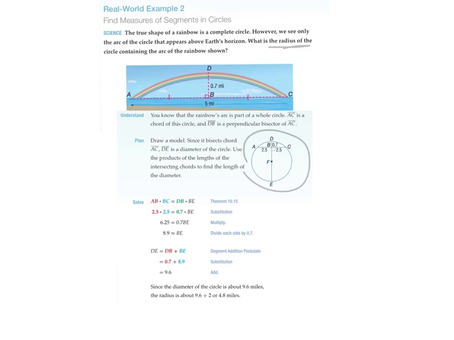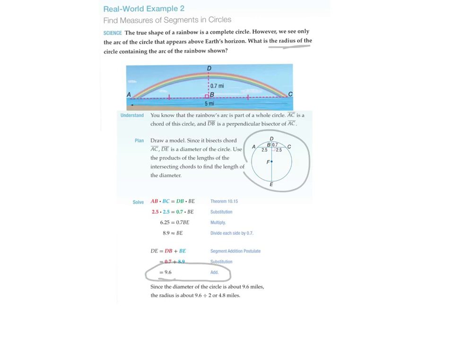Well, look at what you've got. 2.5 times 2.5, or 2.5 squared, equals 0.7 times BE. Just put it as an x if you want, and then that will give you 8.9. Okay, so that's the distance from B to E, but it's not the diameter. The diameter is the extra bit that's added on.